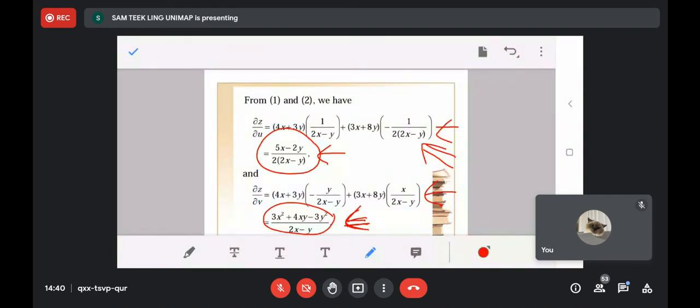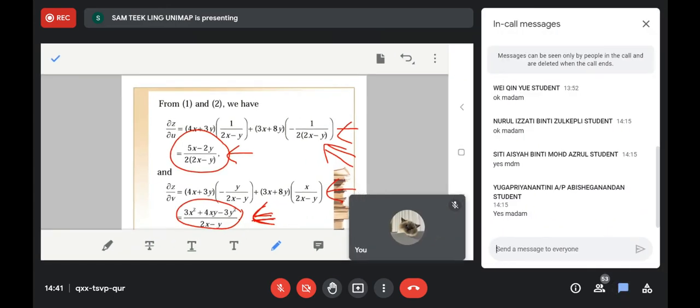So both of these are a change of variable which involves inverse function. These two will involve inverse function. Any problem or not? No problem.